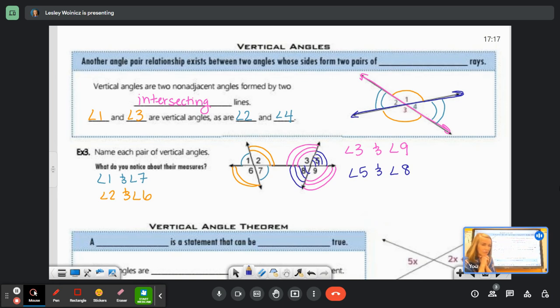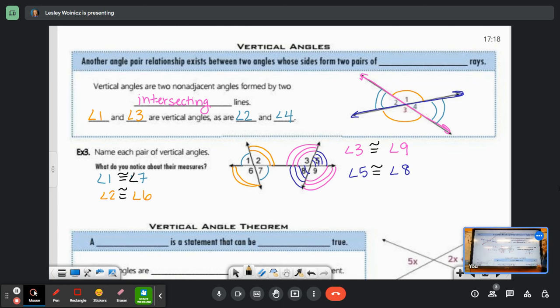Don't the vertical angles kind of look like they have the same form and size? Okay, that's because they're congruent. So if you want, you can go back in and instead of these little ands, you can write congruent between each of these. Angle 1 is congruent to angle 7. Angle 2 is congruent to angle 6. Angle 3 is congruent to angle 9, and angle 5 is congruent to angle 8.